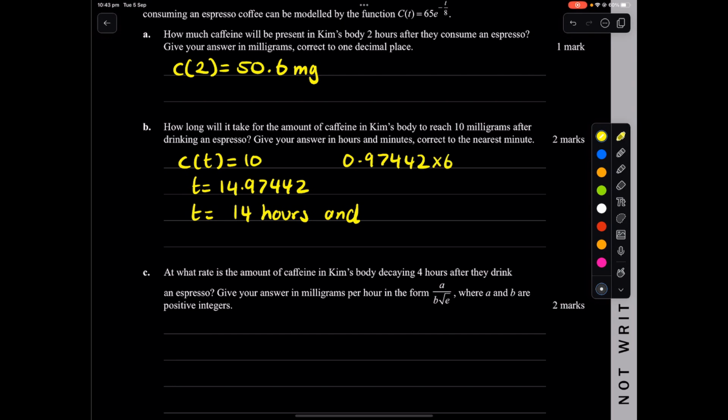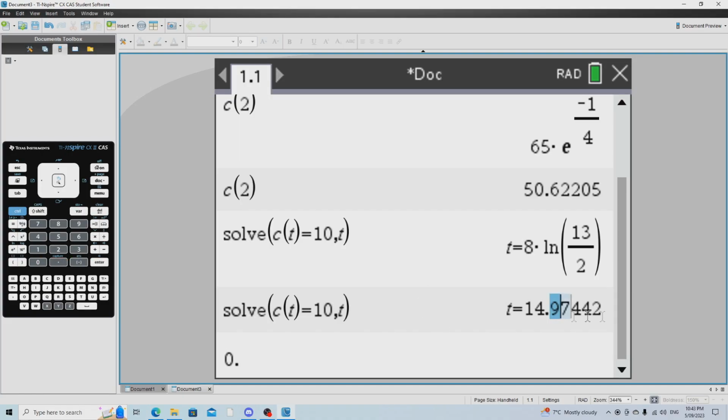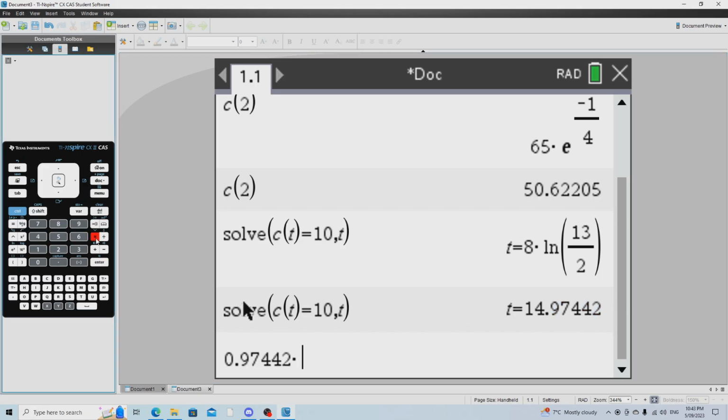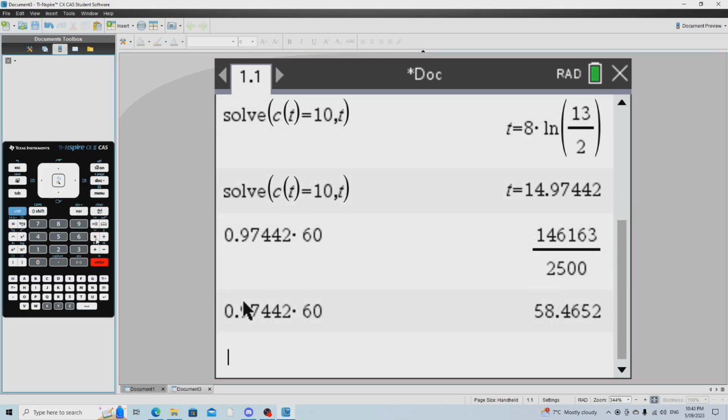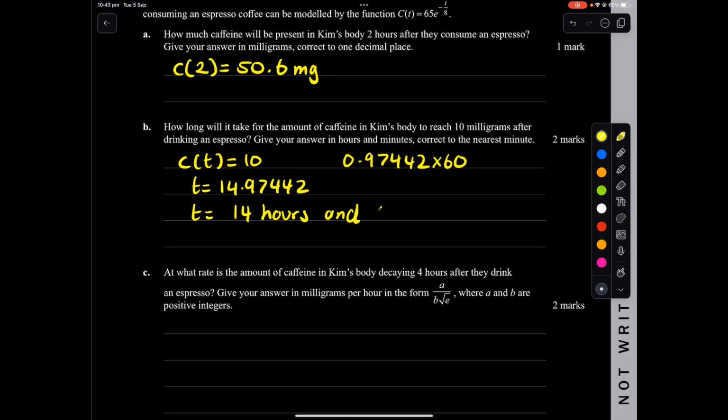0.97442, we want to multiply by 60. And so that should give us our minutes. So this over here, times 60, gives us 58. So it'll be 58 to the nearest minute. Yeah, 58 minutes.